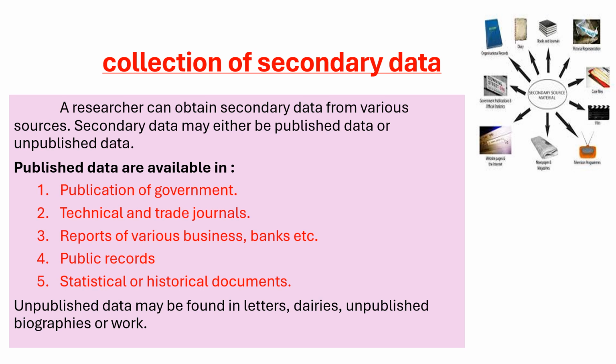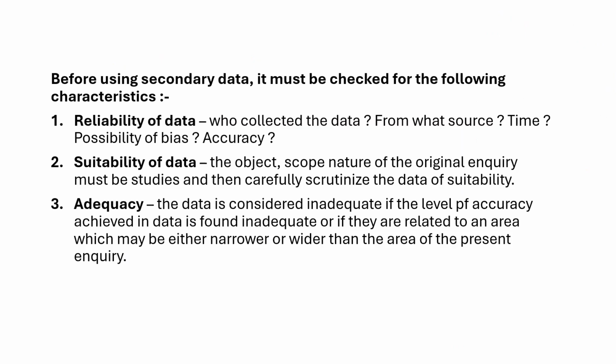Published data are available in publications of government, technical and trade journals, reports of various businesses and banks, etc., and public records, statistical or historical documents. Unpublished data may be found in letters, diaries, unpublished biographies, or work.